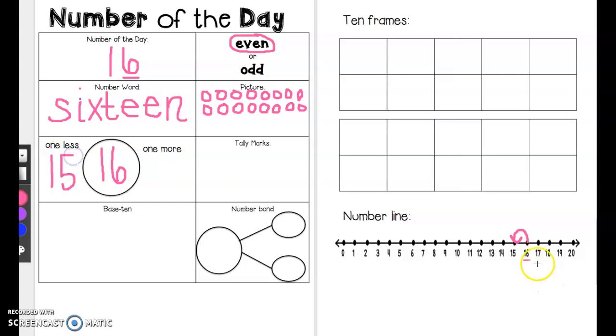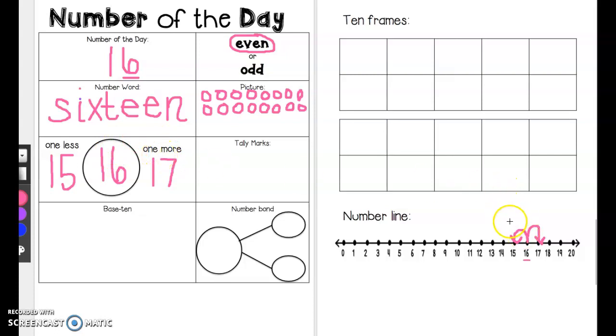And then we can look at the number that comes after 16, which is what? 17. I hear those hints in there, 17. So I know it's a teen number. It's going to start with 1, 17. So if I was counting, it would be 15, 16, 17. The number that comes before 16 is 15, and the number that comes after 16 is 17.